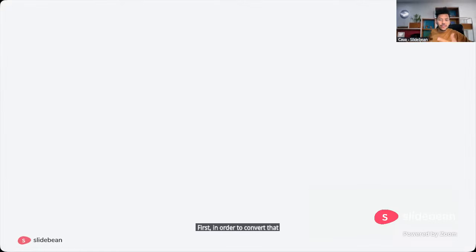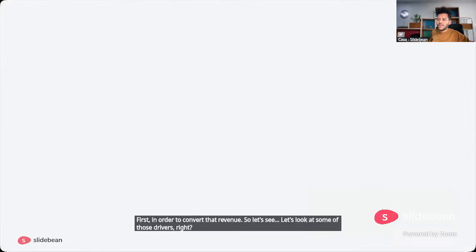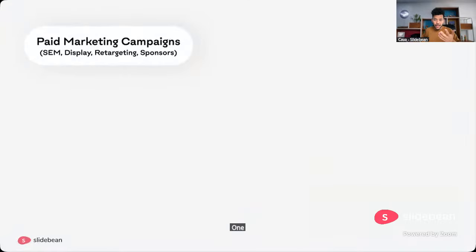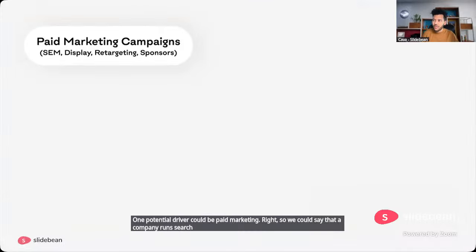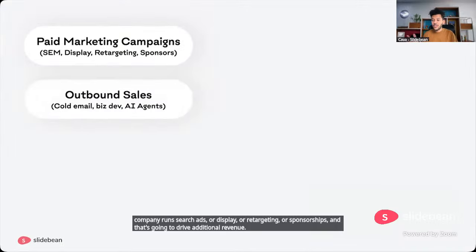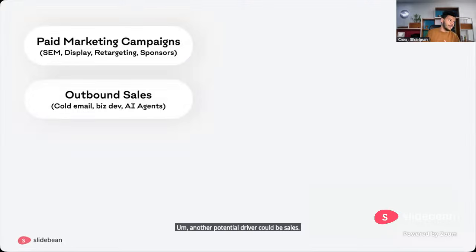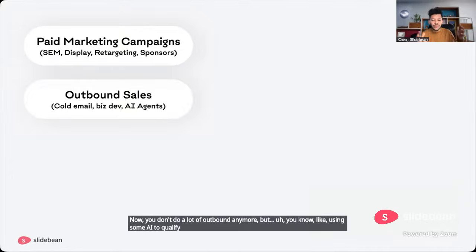So let's look at some of those potential drivers of revenue. One potential driver could be paid marketing, right? So we could say that a company runs search ads or display or retargeting or sponsorships, and that's going to drive additional revenue. Another potential driver could be sales, right? So we have a sales team, and we scale that sales team that's doing outbound calls, or, now you don't do a lot of outbound anymore, but using some AI to qualify leads. But the driver is, well, the bigger our sales team that's driving this demand in our platform, the bigger our revenue is going to be, right?